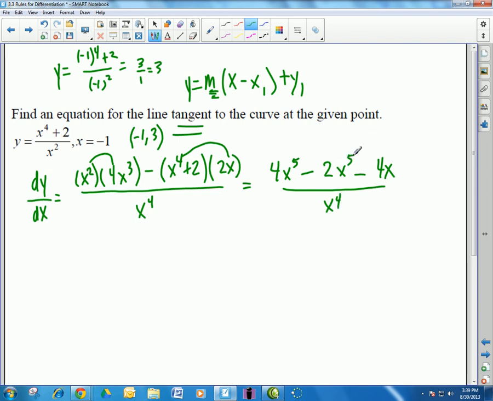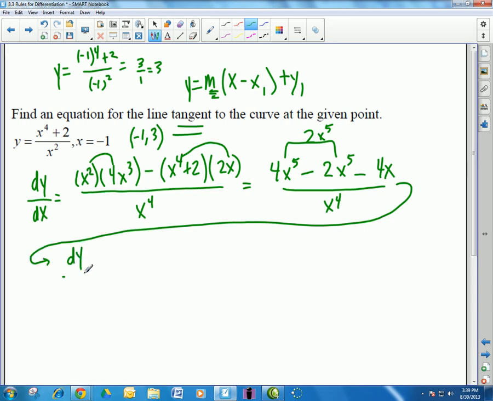Okay, a couple things happening here. You notice these right here simplify just to 2x to the 5th. And then also everything has an x happening. So you can go ahead and factor an x out of every single term. So then it would be just 2x to the 4th minus 4 all over, let's see, x to the 3rd. There it is.